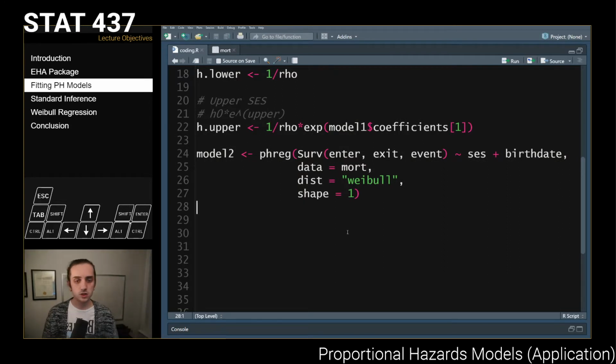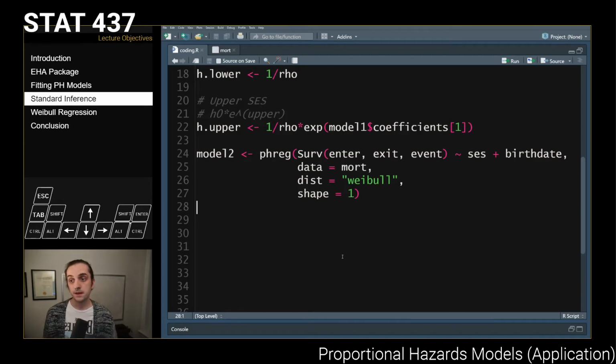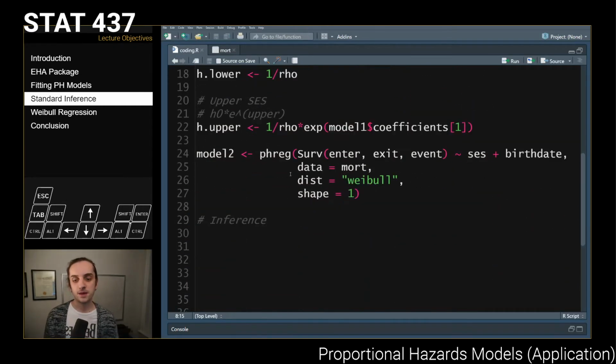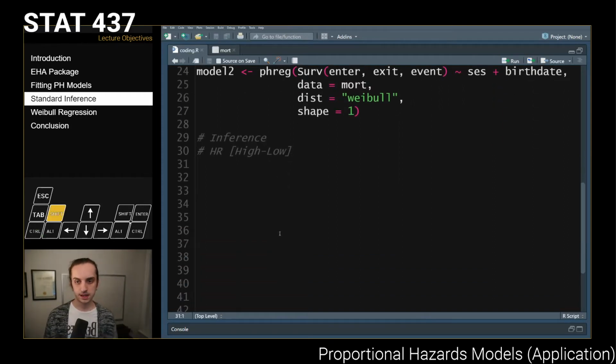Okay, so we could start talking about doing some different forms of inference here. For instance, what if we wanted to get a confidence interval around the hazard ratio? And so we'll work from model 1, just because model 1 is sort of a nicer model to work from. But if we wanted to know the hazard ratio between high and low socioeconomic status, right? So the hazard ratio itself is simply going to be the exponential of the coefficients from model 1, and it's just the first one right here, right?